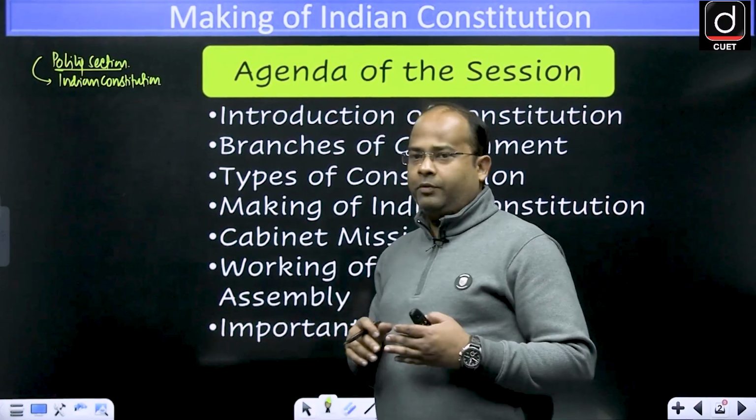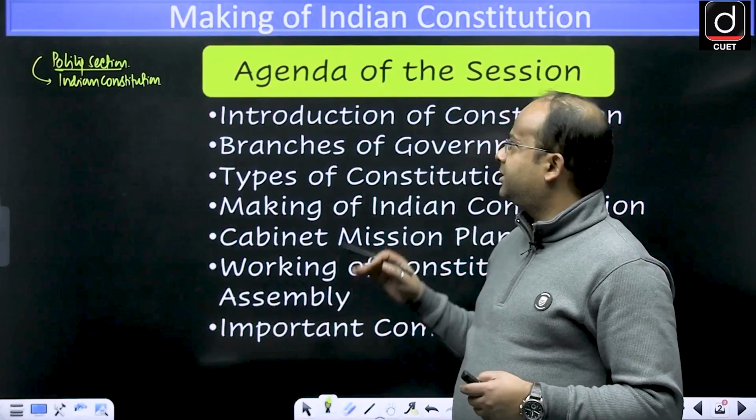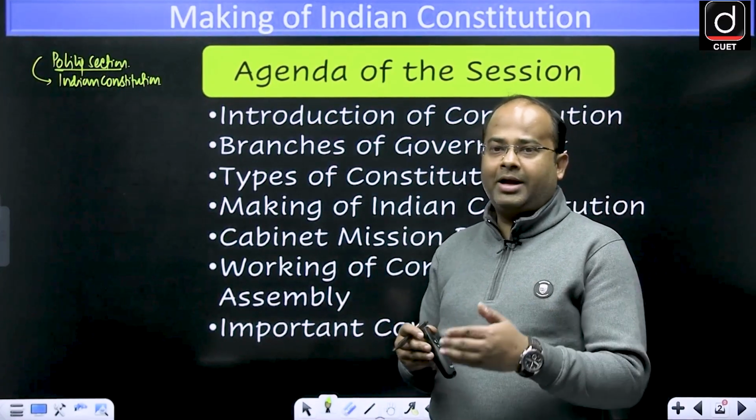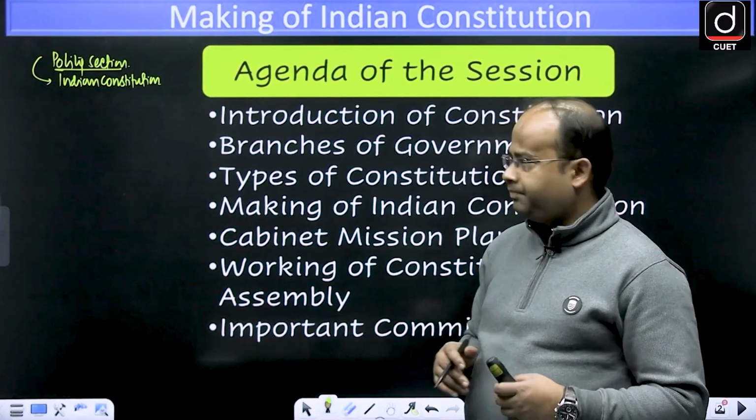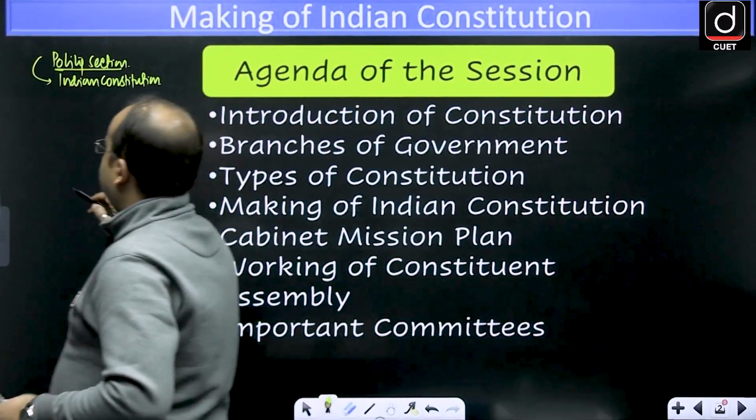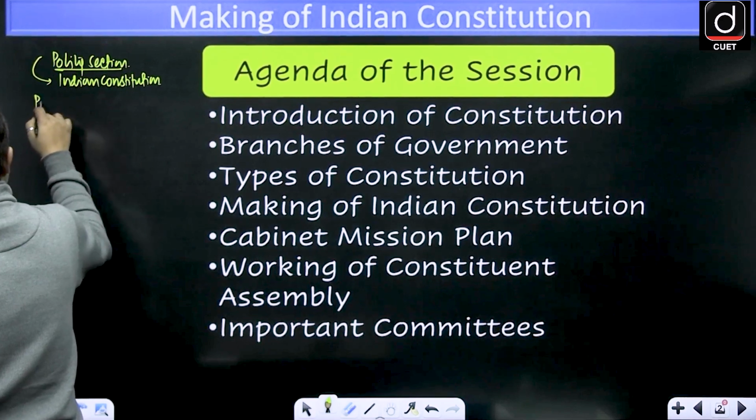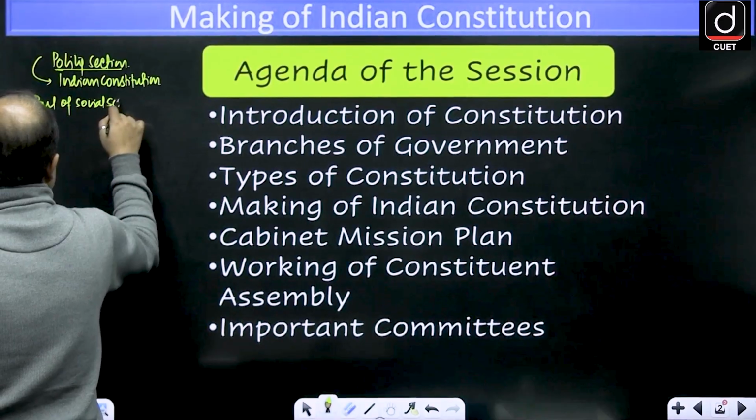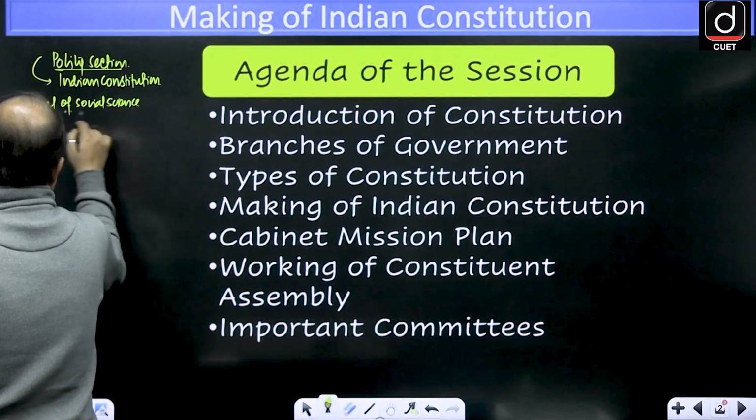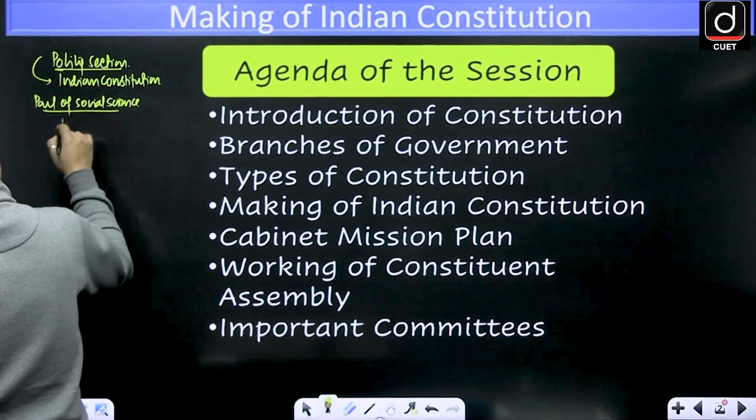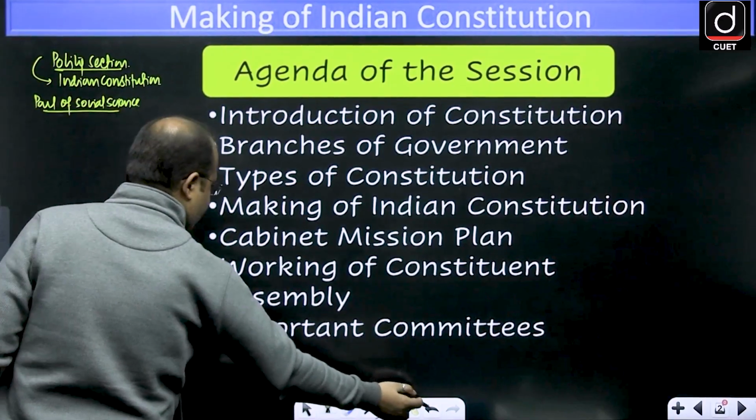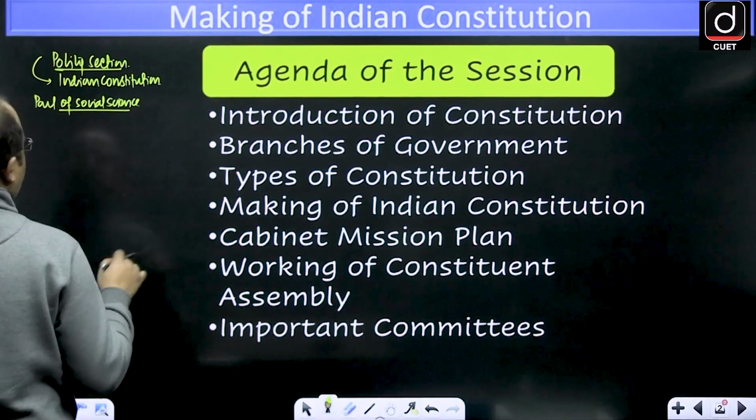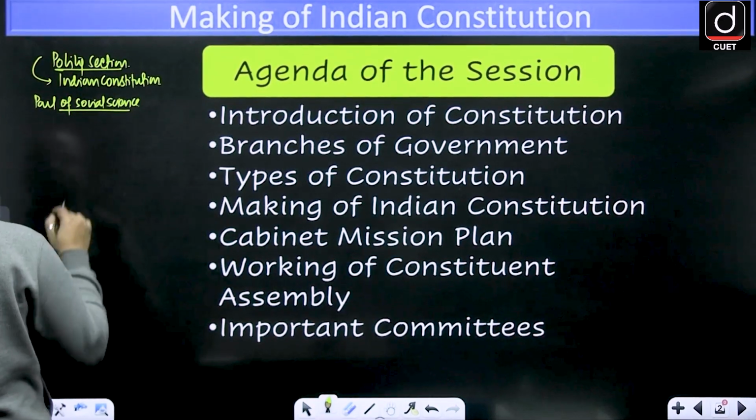So first of all, before I start the session, let's discuss the agenda of the class. Agenda of the class means what I am going to discuss in today's session. And this is a part of social science. And from the polity section of social science, the question is asked from the Indian Constitution. So it is a part of social science, and from there you will find the question of the Indian Constitution.